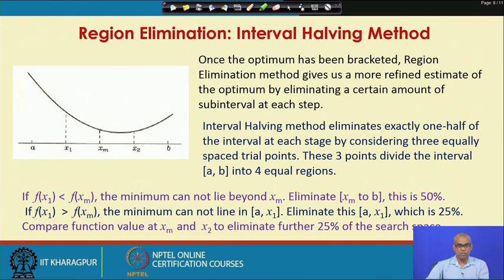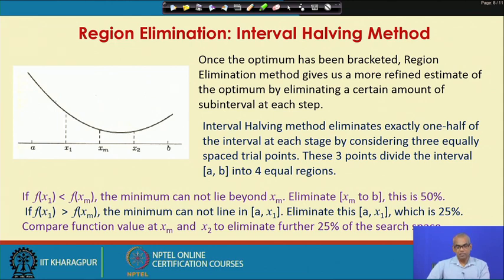How? Let us see. If the function value at x1 is less than the function value at xm, the minimum cannot lie beyond xm. So, in that case, we will eliminate xm to b. This is 50%. So, if f of x1 is less than f of xm, obviously, the minimum will not lie in the region xm to b. So, this entire region can be eliminated. This is 50%.